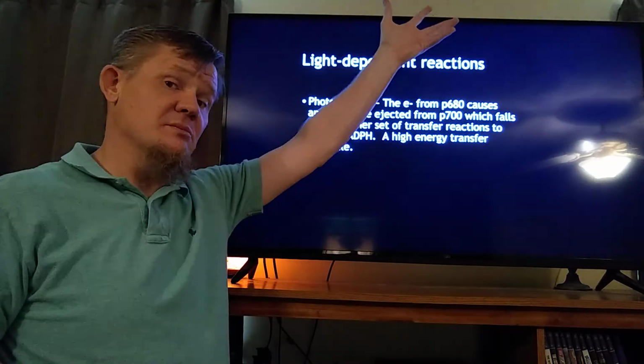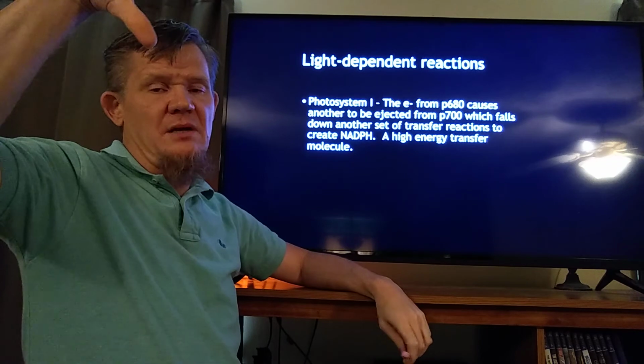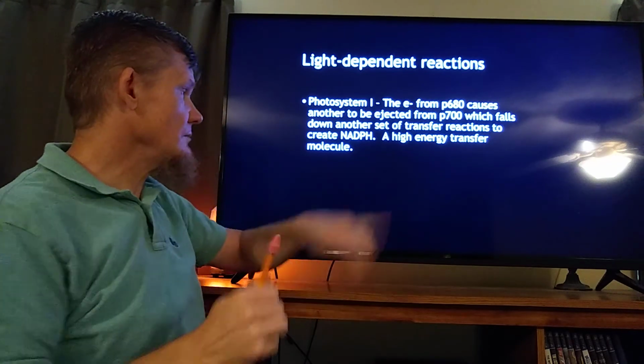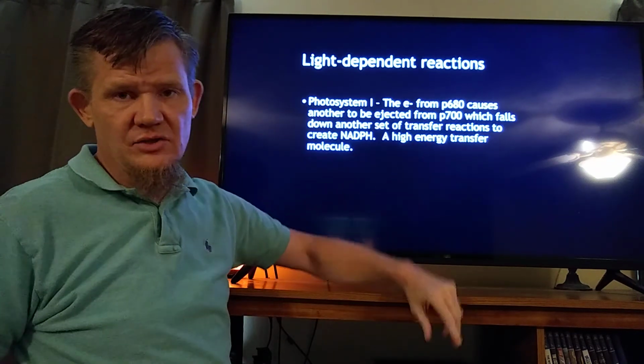So it's easy to remember. ATP is made in photosystem 2. NADPH is made in photosystem 1. Remember, NADPH is a high energy transfer molecule.